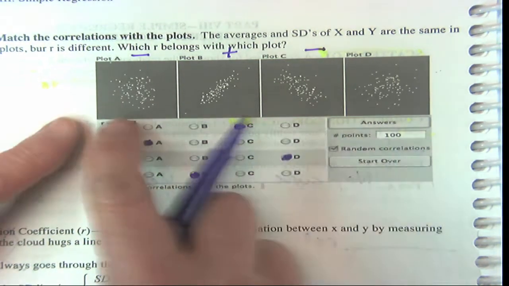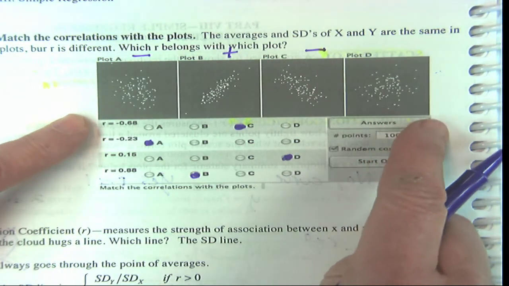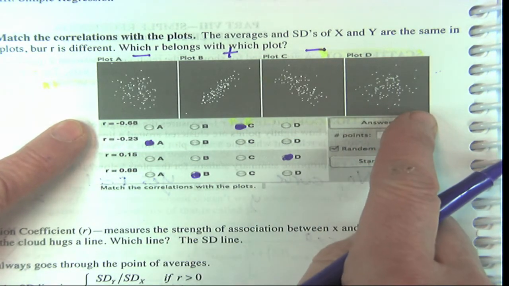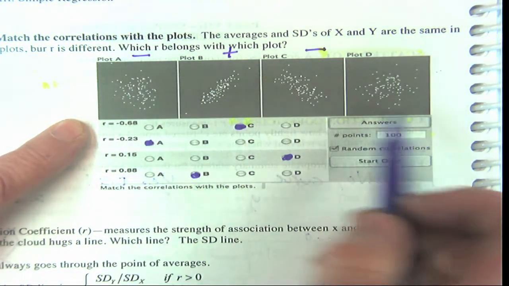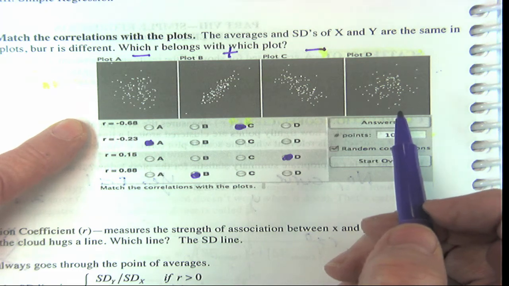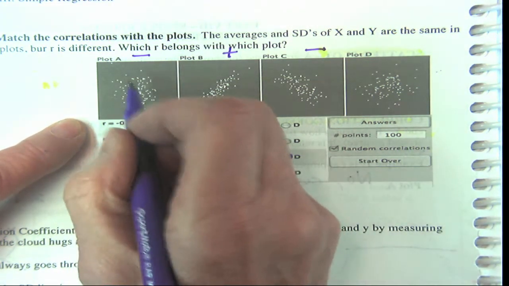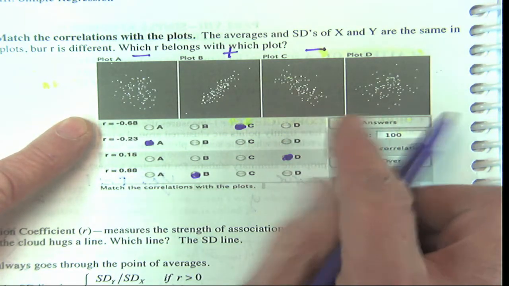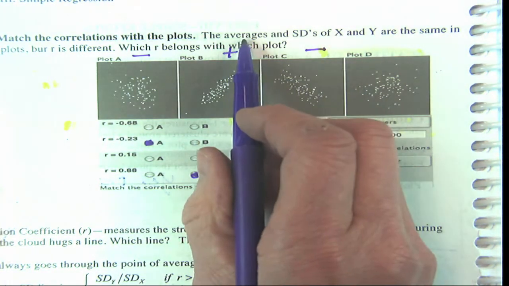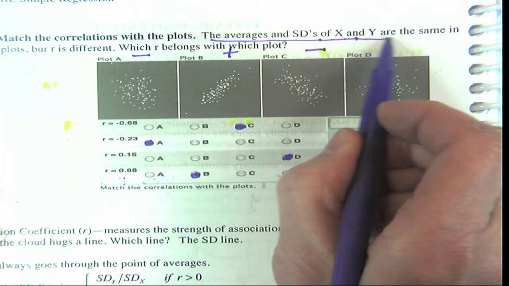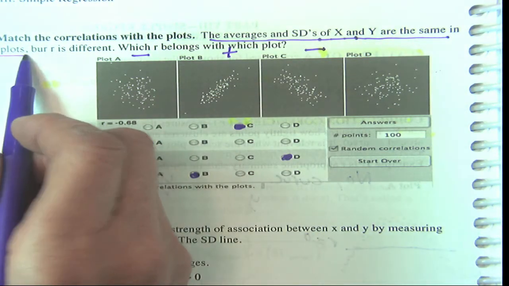Now, the reason why you can actually distinguish pretty easily, except for maybe these two, is because these plots were all drawn with the same scale. That is, the average and standard deviations of X and Y are the same in each of the 4 plots.